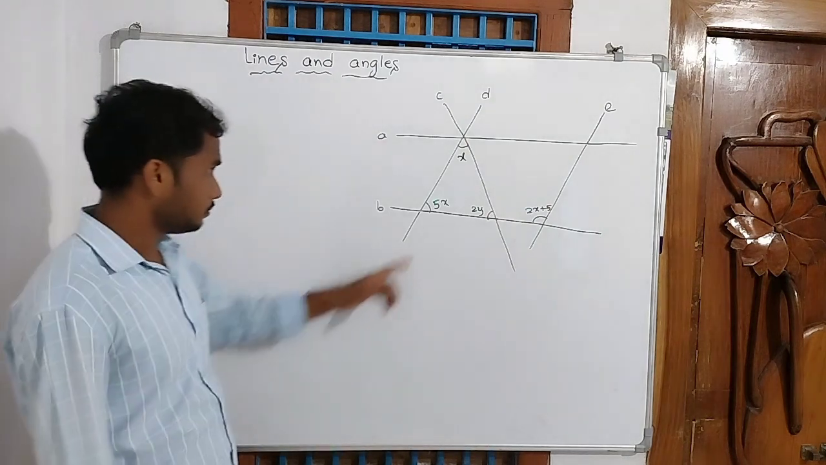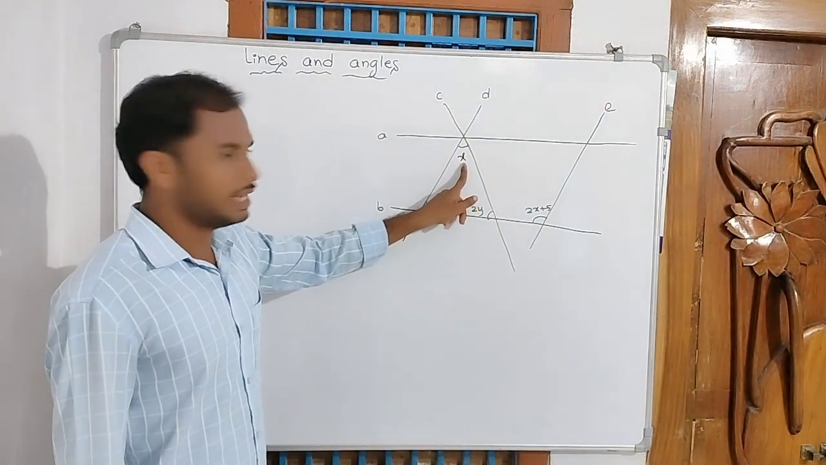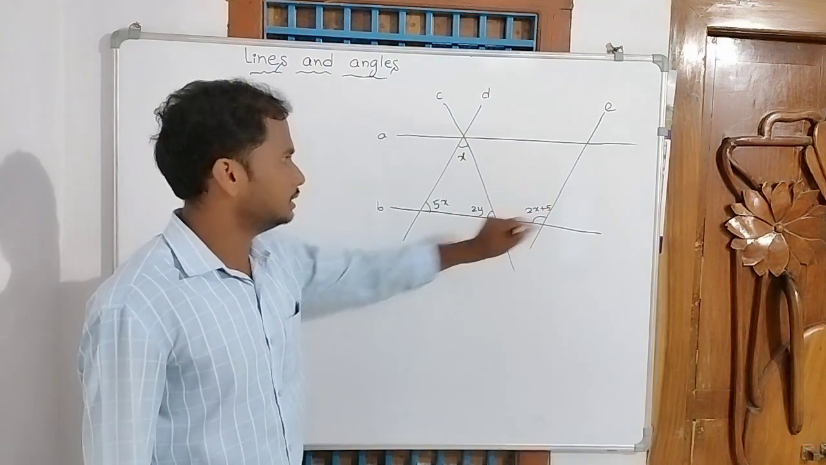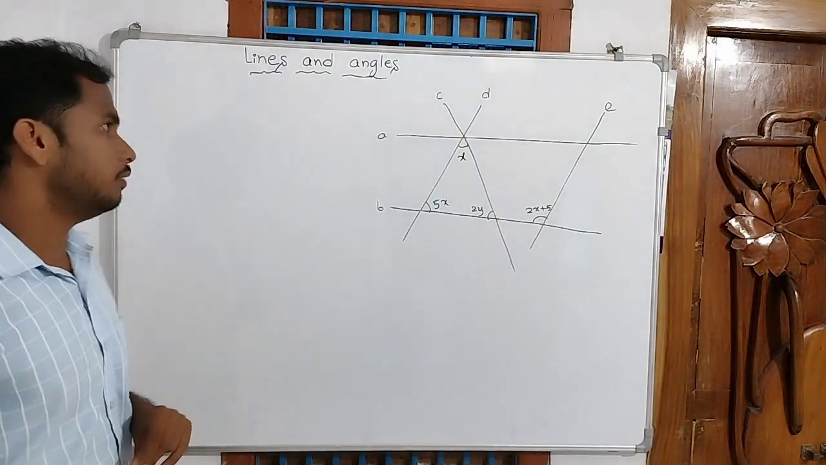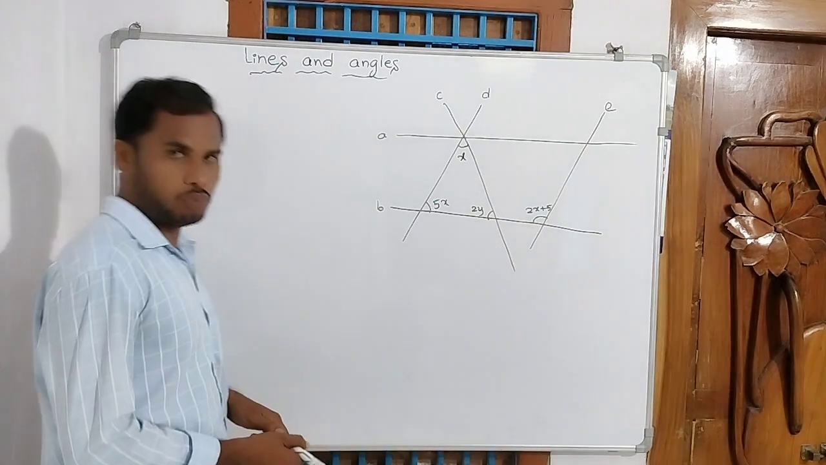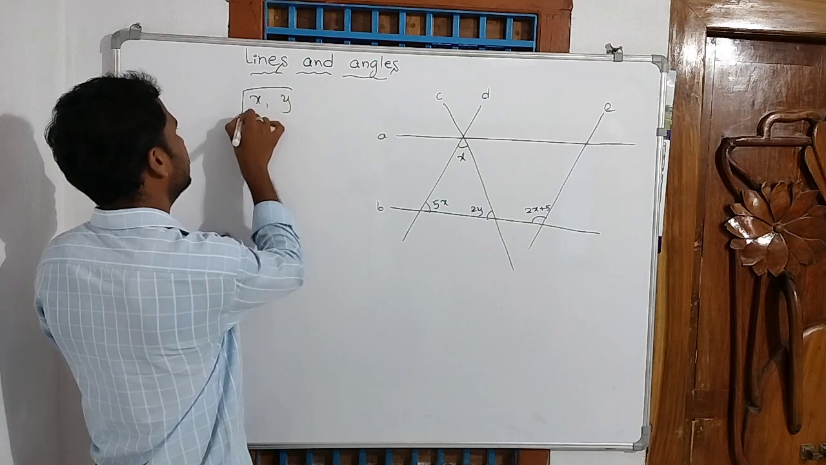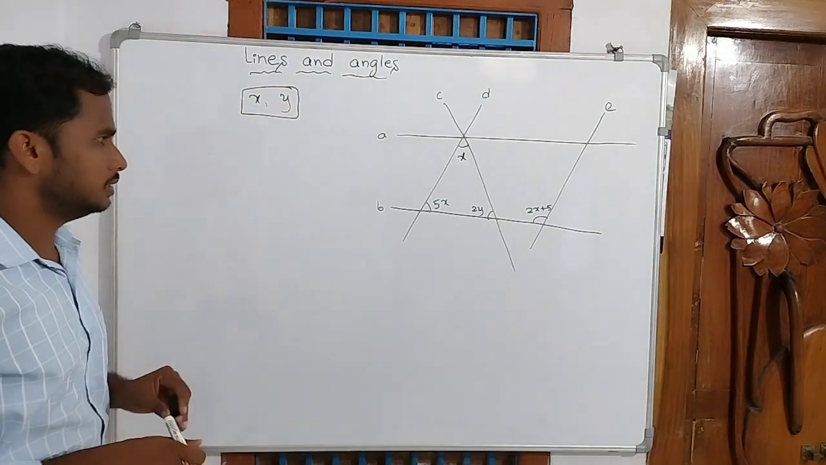Here the angles are x, 5x, 2y, and this angle is 2x plus 5. Then what is the value of x and y? These two values we can now find.